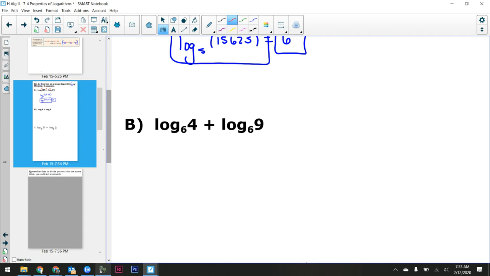Okay, what does this simplify to as a single logarithm? Log base 6 of 36. Right? So that's my answer for express as a single log. What does this simplify into? What is log base 6 of 36? 2, right? 6 squared is 36. So that's what it simplifies into.